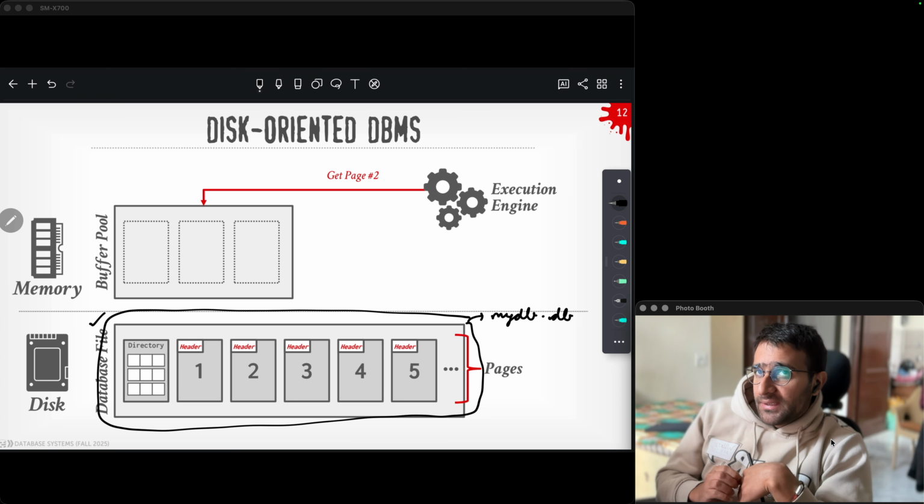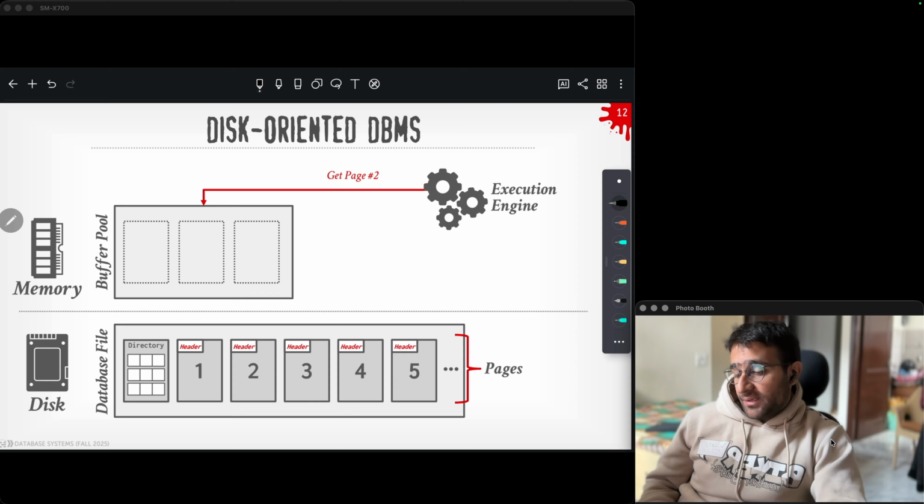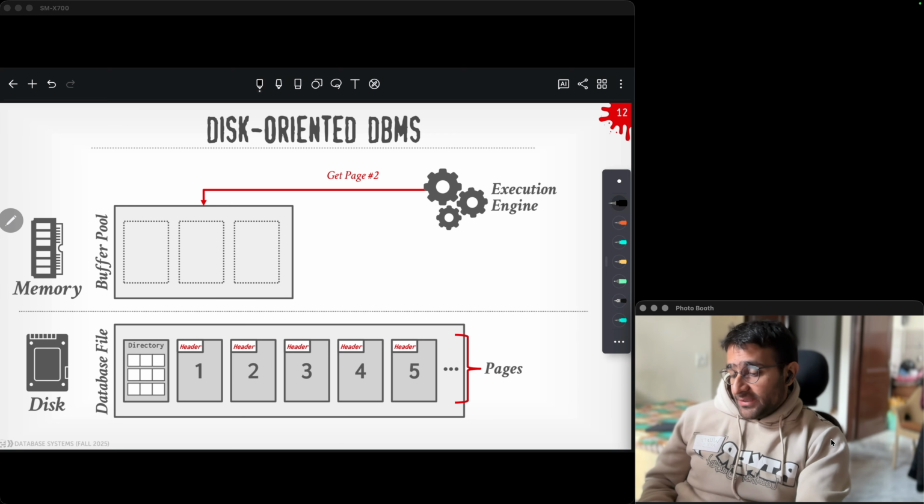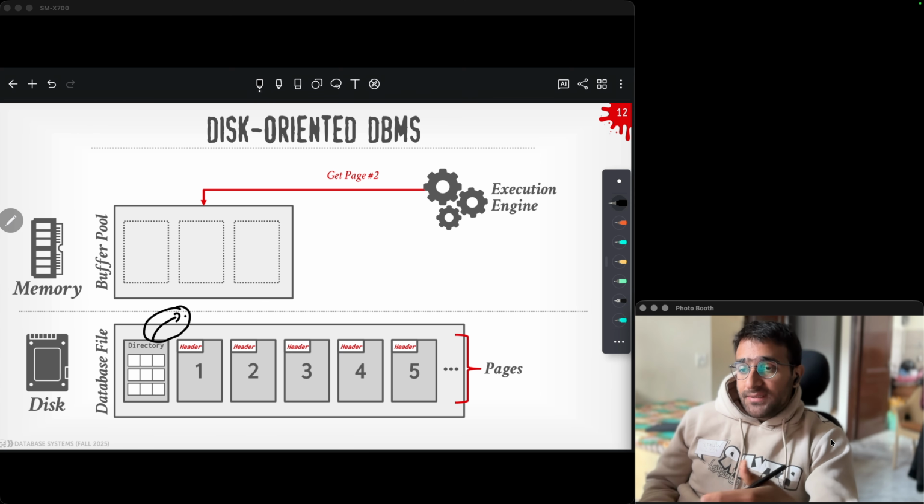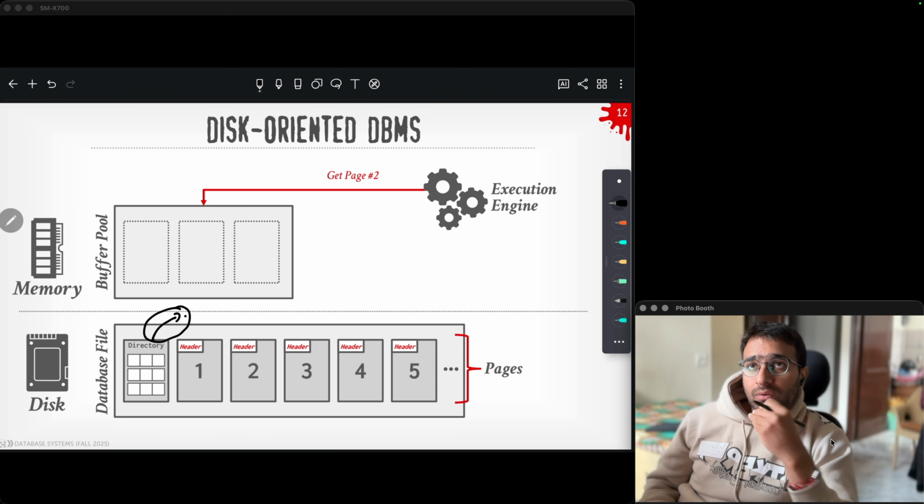Okay, so we discussed that a database file lives on the disk and it is divided into pages, and there is a page directory which tells me what data is contained in which page. So whenever I'm reading from a database file, I'll bring this page directory into the buffer pool. What is a buffer pool now? Let's talk about the buffer pool for a bit.